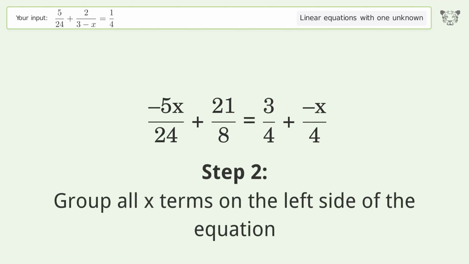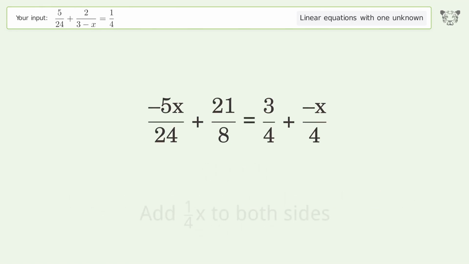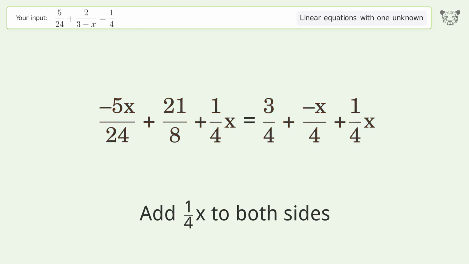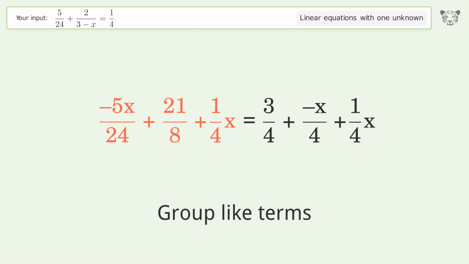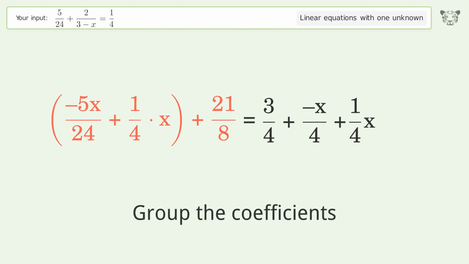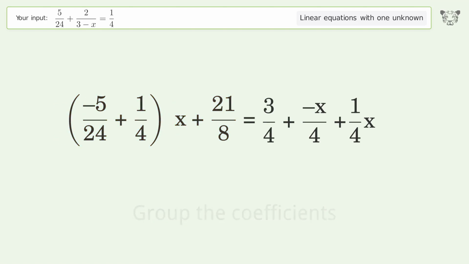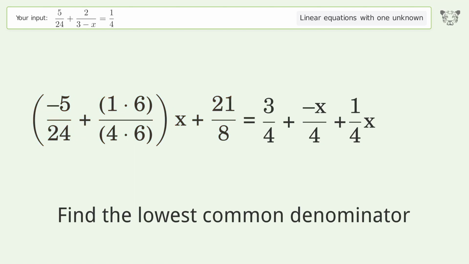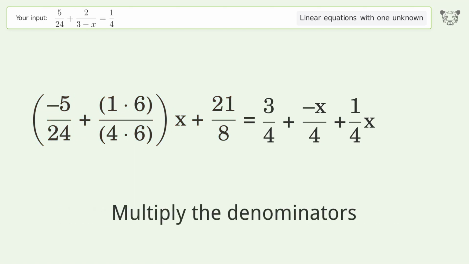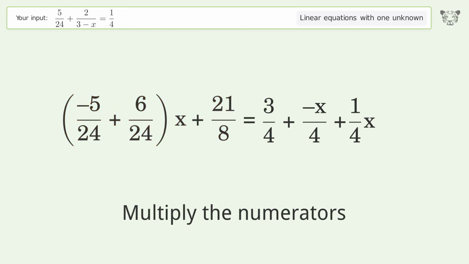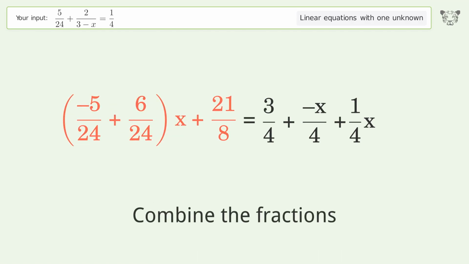Group all x terms on the left side of the equation. Add 1/4x to both sides. Group like terms. Group the coefficients. Find the lowest common denominator. Multiply the denominators. Multiply the numerators. Combine the fractions.